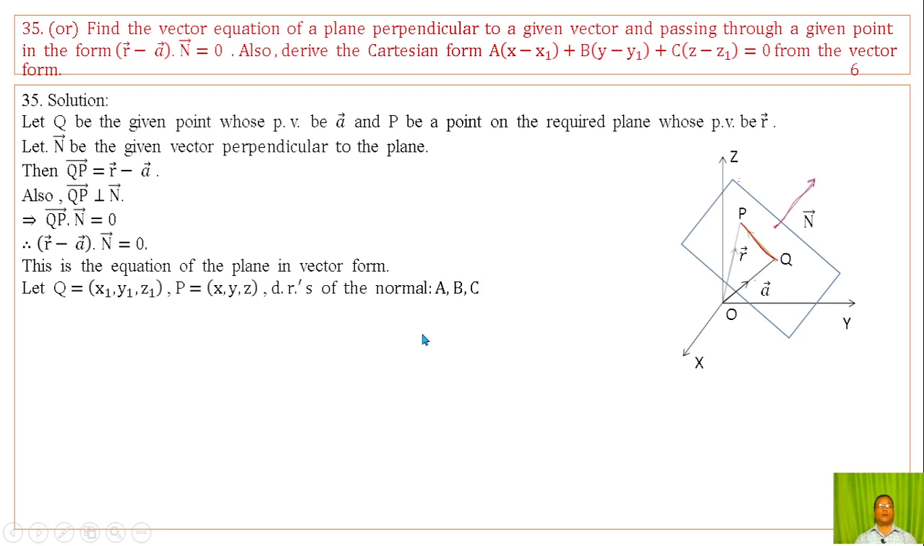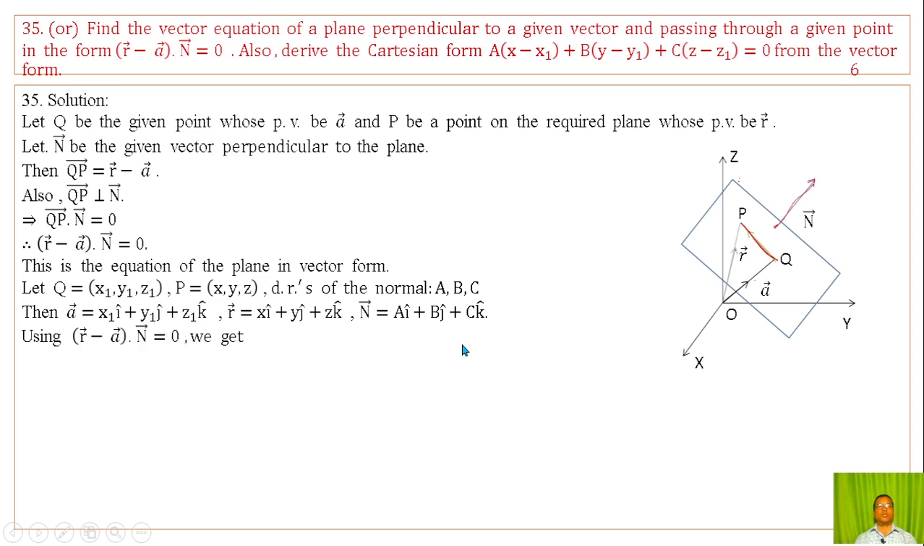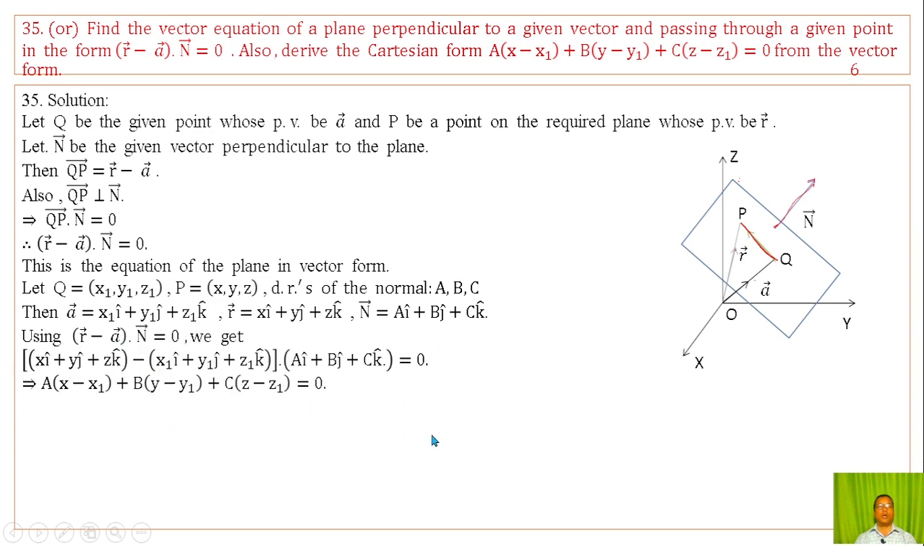For Cartesian, let Q be x1, y1, z1, and P whose coordinates are taken as x, y, z. Direction ratios of the normal to the plane are A, B, C. Let A vector equal to this, R vector equal to this, N vector equal to this. Putting these values in the above equation, we have this. This is the equation of the plane in Cartesian form.